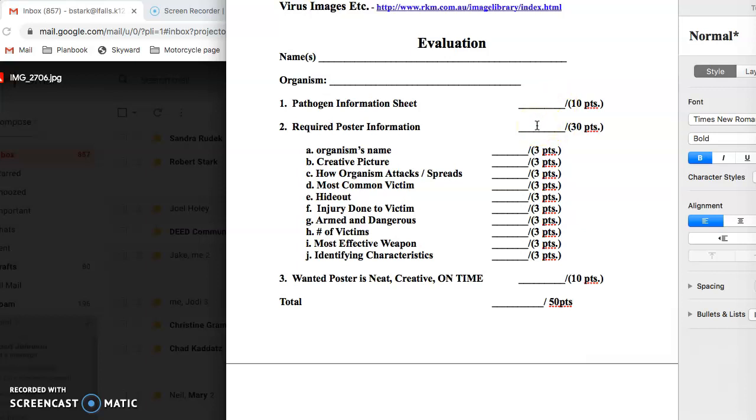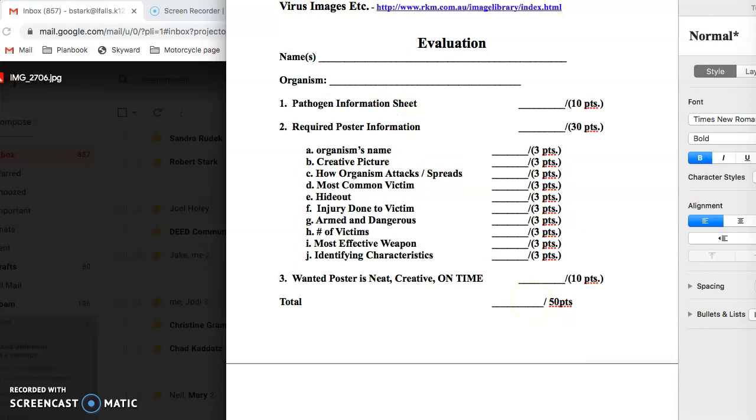All the information that you put on your poster, those 10 things, are each worth 3 points apiece on your poster. And then, is it neat? Is it creative? Is it on time? Another 10 points, and that gives us a total of 50 points.